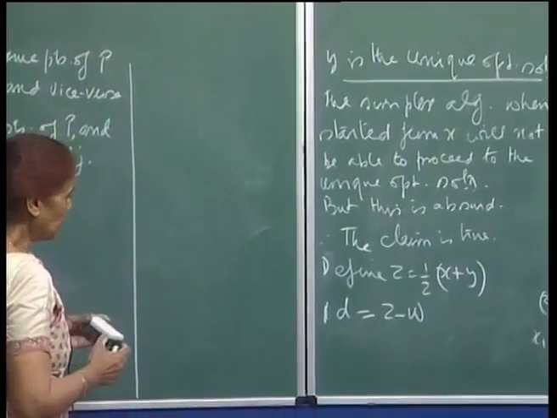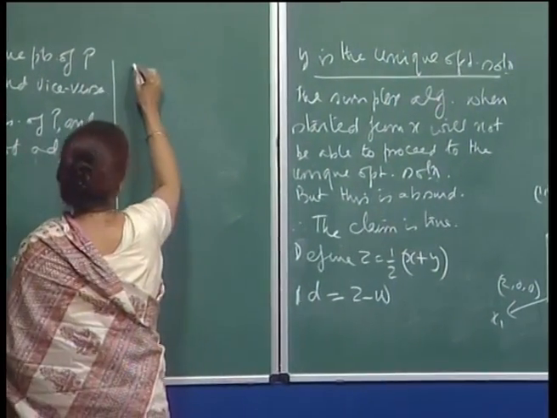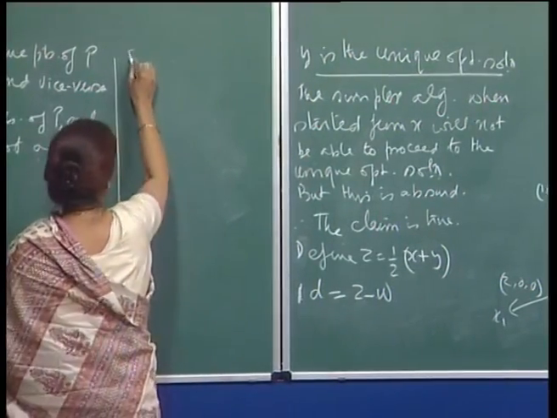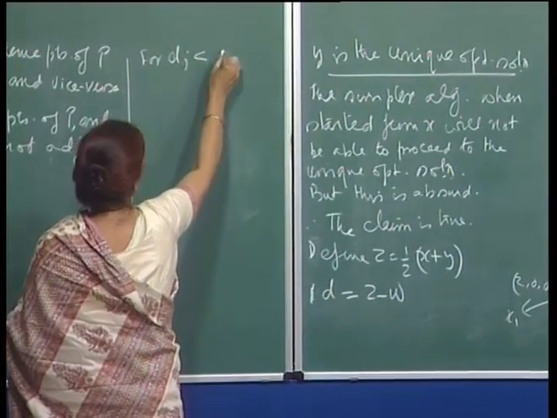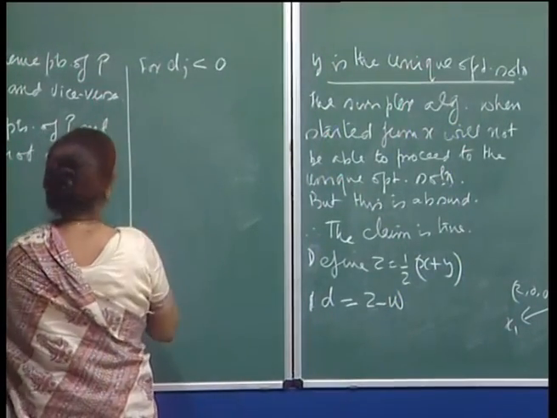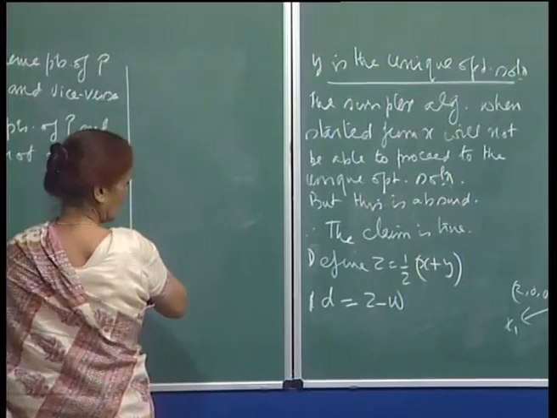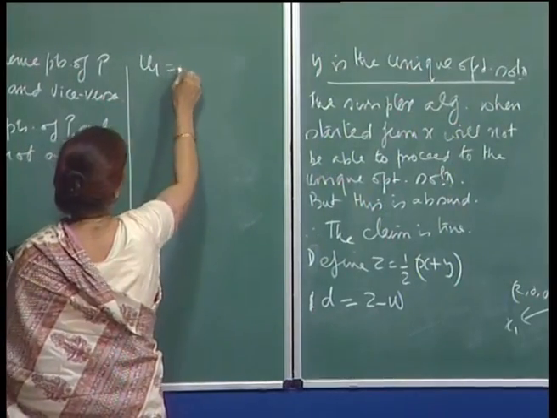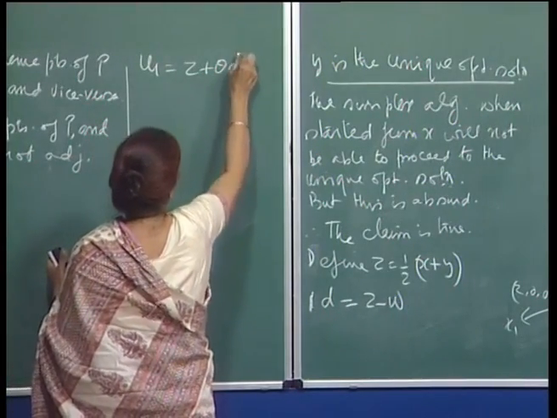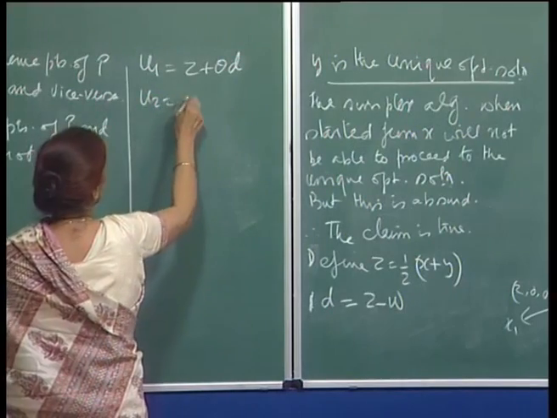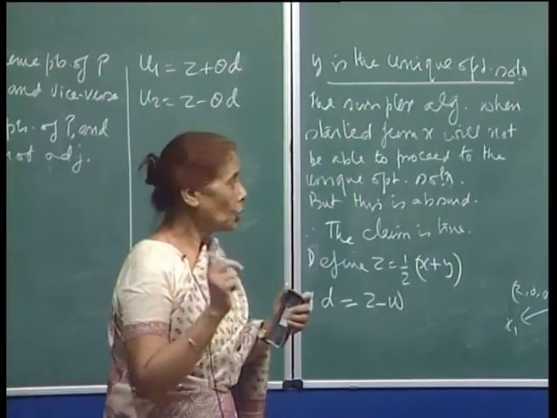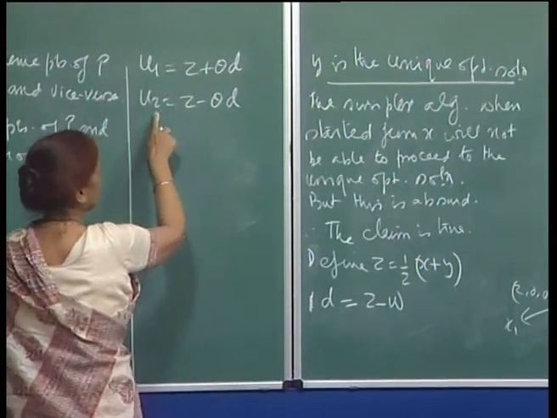Now, a simple observation: for the component of D which is negative, let us say Dj less than 0. Good. Now I define two solutions, U1 as Z plus theta D and U2 as Z minus theta D, where I have to choose theta judiciously so that both these are feasible solutions.